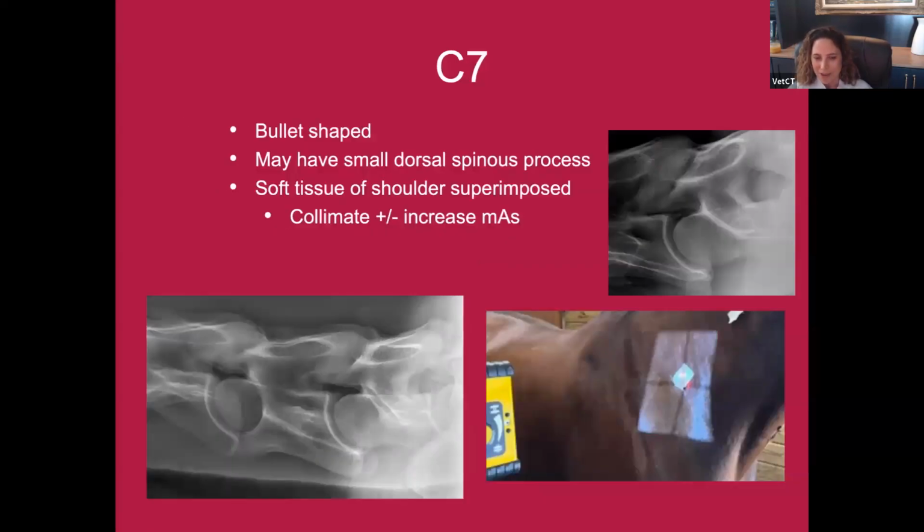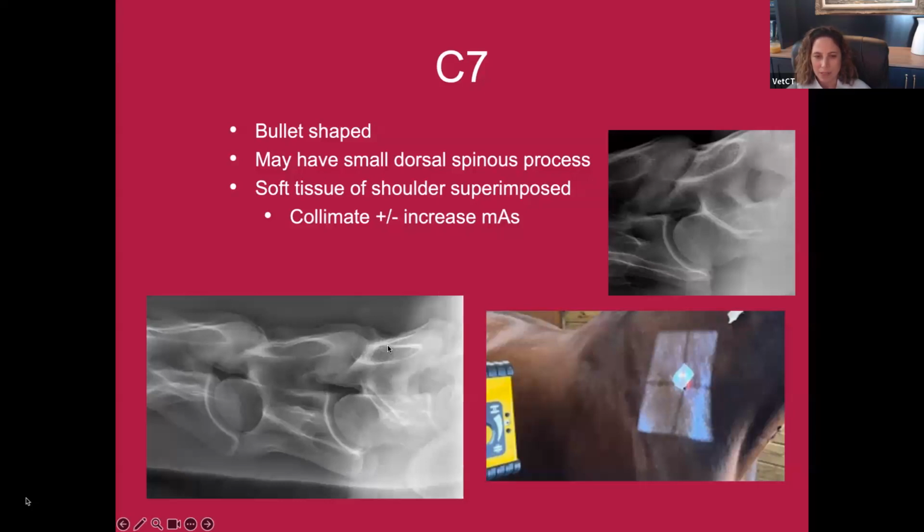Okay, C7 is my favorite personally. It looks like a bullet, I think. So it has no ventral processes. It doesn't have prominent transverse processes. It's just a perfect little oval vertebral body. So in this case, we have it next to C6. We can see the big transverse processes and little bullet-shaped C7.